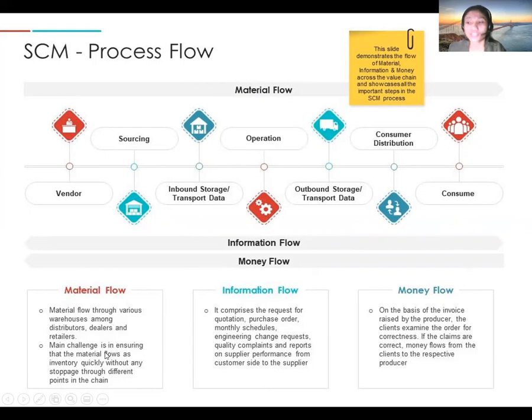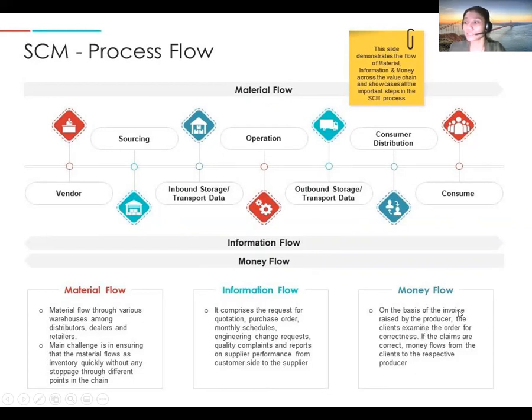The main challenge is ensuring that the material flows as inventory quickly, without any stoppage, through different points in the chain. And when we say information flow, it comprises the request for quotations, purchase orders, and monthly schedules, engineering change requests, quality complaints, and reports on supplier performance from the customer side to the supplier. And last, the money flow.